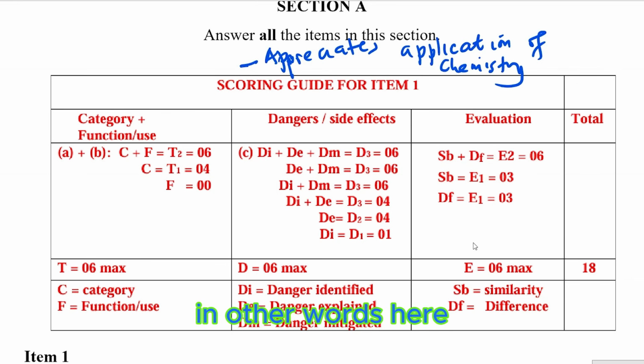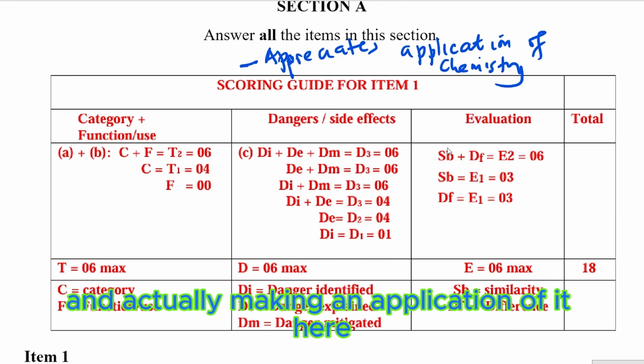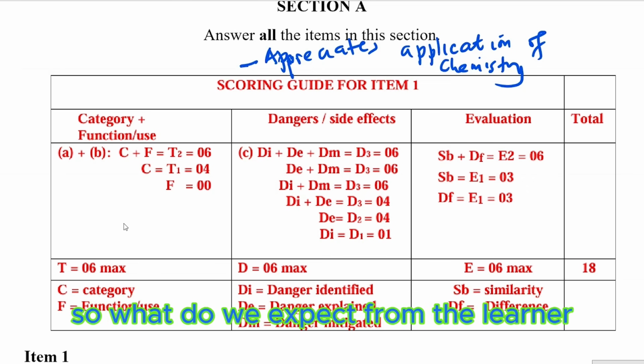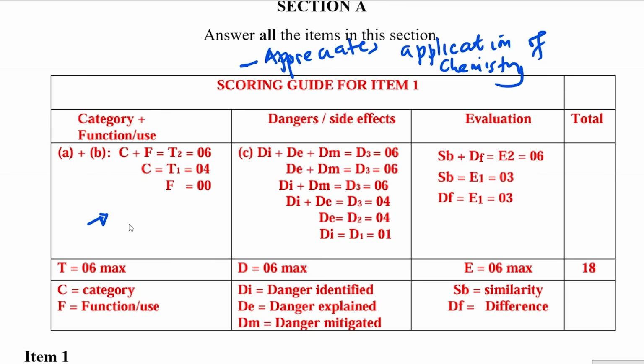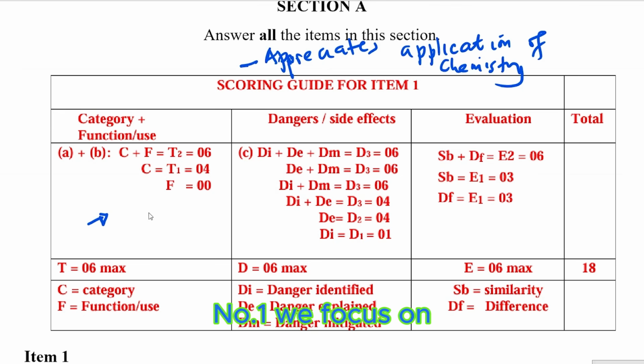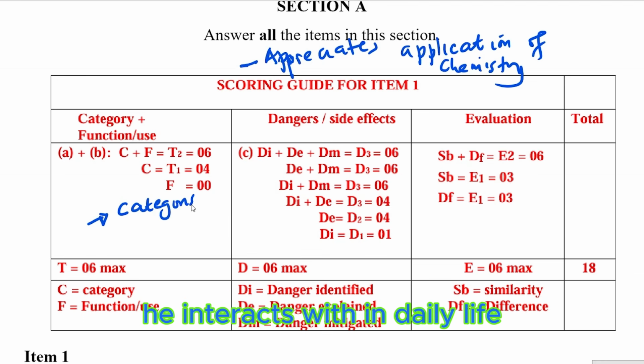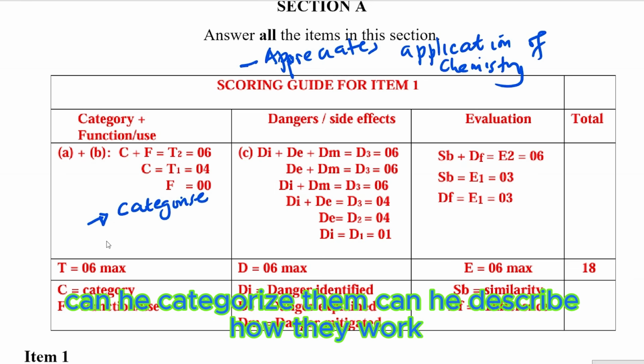In other words, here we are looking at the learner understanding how chemistry is useful in daily life and actually making an application of it here. So what do we expect from the learner? What are those competencies we expect the learner to have achieved? Number 1, can the learner categorize the substances he interacts with in daily life? Can he categorize them? Can he describe how they work?